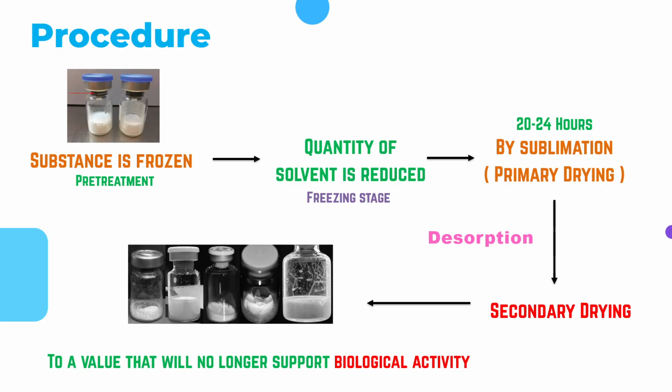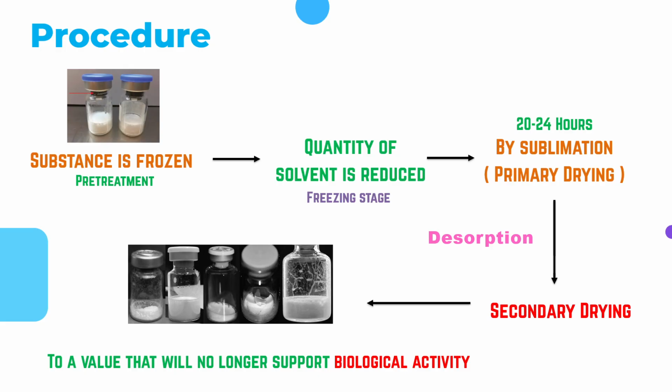The secondary drying is also known as desorption. It is the release of an absorbed substance from a surface. While we are discussing the primary drying, the temperature and pressure are kept below the triple point. So what is the triple point? The triple point is the temperature at which your sample only exists in the solid phase.